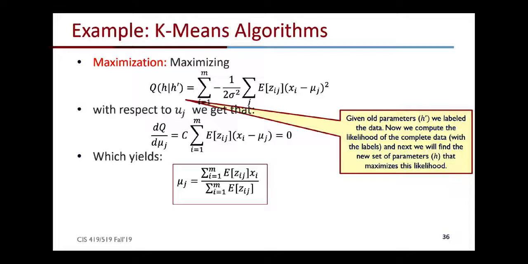So the parameters that I care about are only the mu's. So I'm differentiating this with respect to the mu j's. And I'm getting some constant that we don't really care about, times the expectation of Zij times x minus mu j. The 2 goes into my constant here. If I equate this to 0, what I'm going to get is this value for mu j.